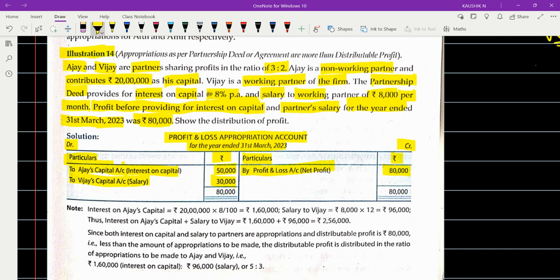We are just denoting it as partner's capital account, within a bracket interest on capital for the respective partner, and for the other partner we are denoting it as salary, and thereby you close your profit and loss appropriation account with a total of 80,000 in this problem. Is this clear to you?